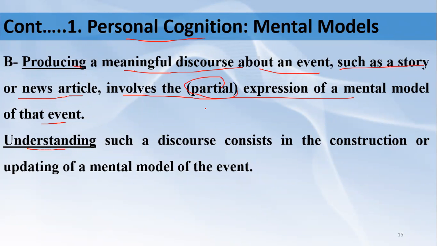For example, if I told you we all had a trip to Nathia Gali, if you remember, and I ask you to discuss that event, partially you will express it in terms of the social cognition, like the shared knowledge, and partially you will express it in terms of your own personal model, your personal knowledge of that event, your personal experience of that event. Fine. So this is the production of discourse.